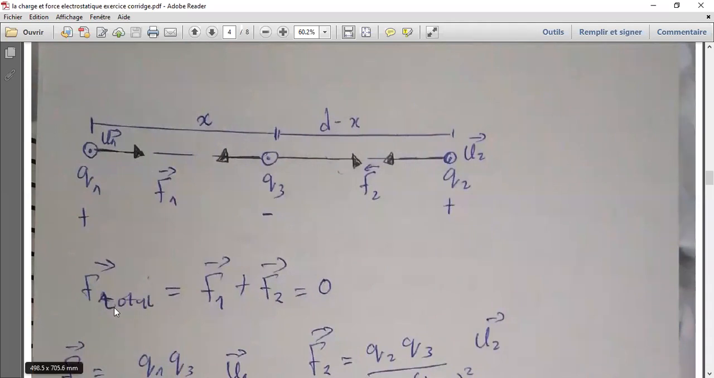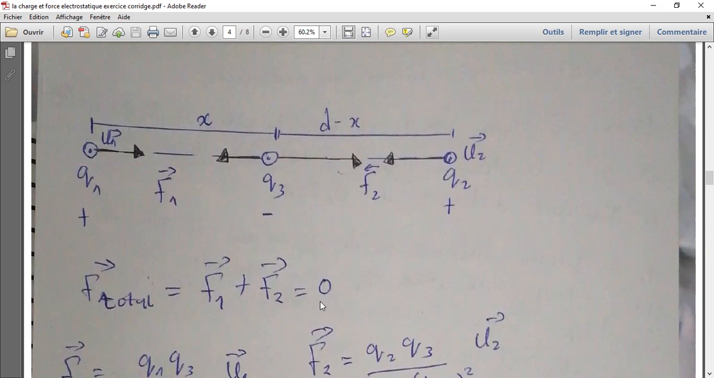So for you to calculate, your force total is equal to F1 plus F2, which is equal to what? 0. Since it's in equilibrium, meaning your force one and your force two, when they come together, they cancel each other, and you have your resultant, which is what? 0. Since the force which is acting on Q3 must be in equilibrium, must be balanced. So you have your F1 plus your F2 is equal to what?